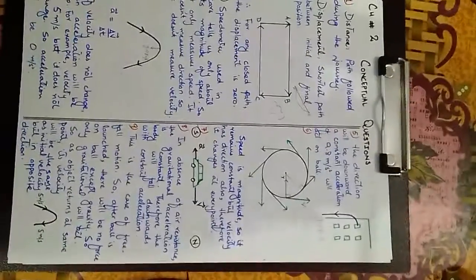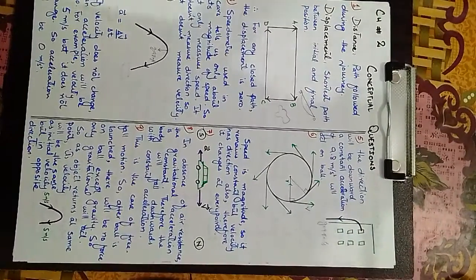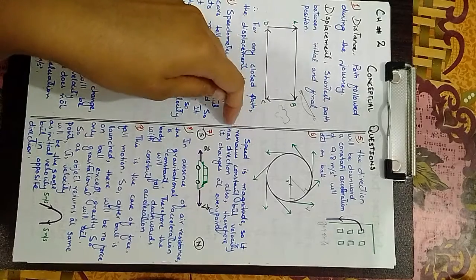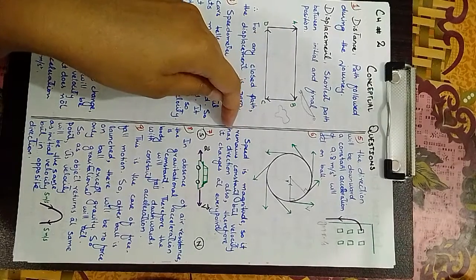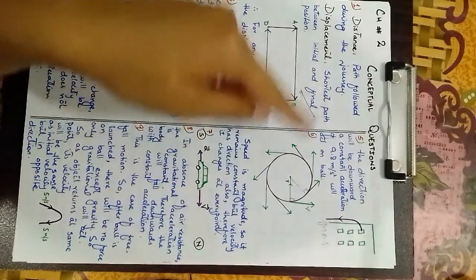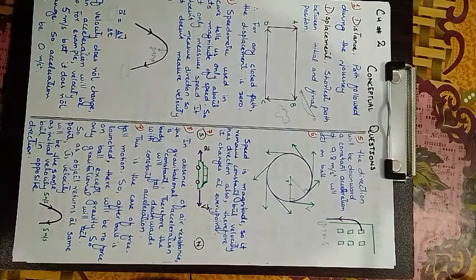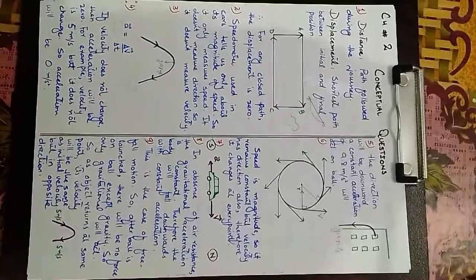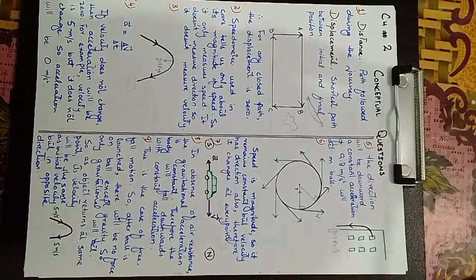So this was all we had to discuss in question 6. The speed is magnitude, so it remains constant, but velocity has direction also. Therefore, it changes at every point whenever a body travels in a circular path. Right? I just move the camera.